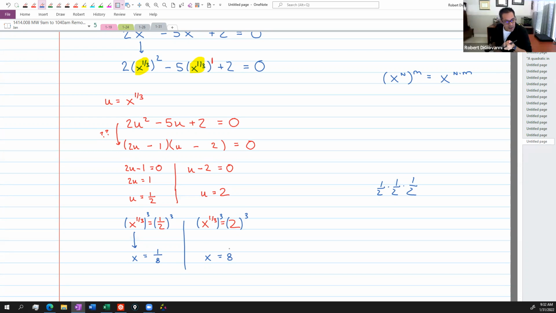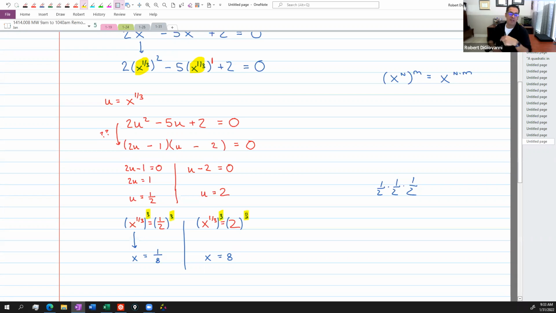Now, since you understand this, Diego, do I have to check my answers? I think so, right? Because you raise both sides by an exponent. Yeah, so I've told you that anytime you raise both sides to a power, you should check your answers, right? It turns out that you only have to check if you raise it to an even power. So here we raised it to an odd power, right? 3 is an odd number. We don't have to check.